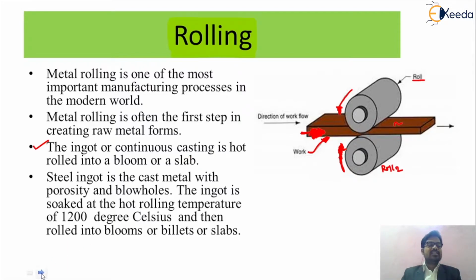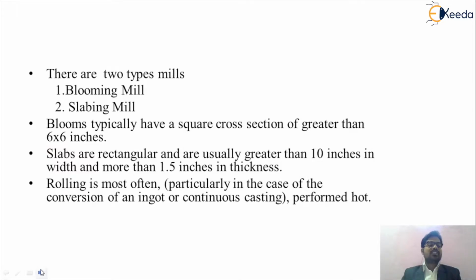Now friends, we can understand the detailed concept of the two types of mills that we use in steel rolling mills. The first type of mill is called the blooming mill, and the second type of mill is called the slabbing mill.